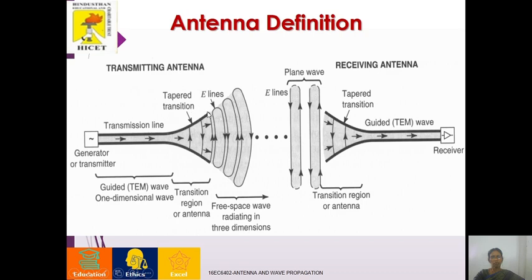So, this tapered section of the transmission line or the tapered transition of the transmission line can act as the region of conversion or as the antenna. Antenna has the property of radiating. So this structure will convert this one-dimensional wave into three-dimensional wave. Similarly, in the receiving side, this tapered section will act as a device or a structure to convert the free space wave into one-dimensional wave.